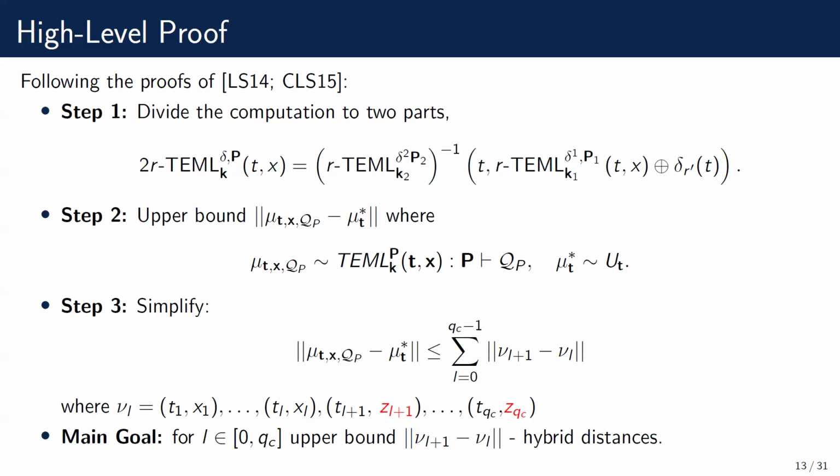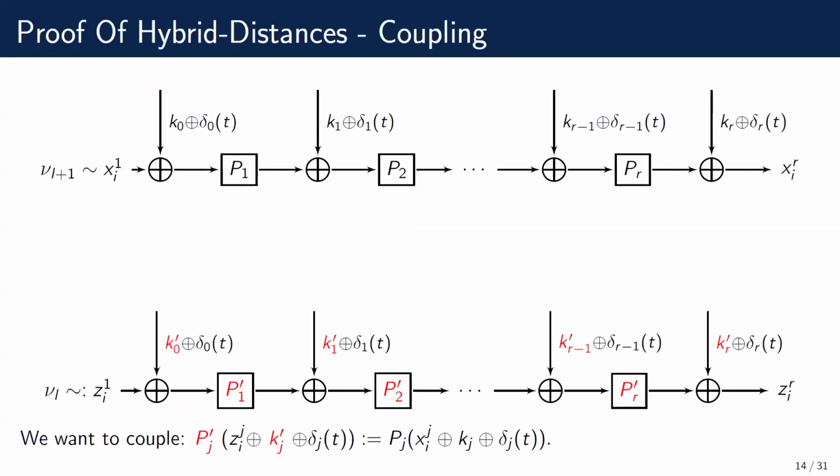So once we have this statistical distance, we want to somehow simplify it so we can analyze it using the coupling technique. To do that, we define some Q_C hybrids, where Q_C is the number of construction queries. The L-th hybrid will simply be looking at all the inputs of the adversary, but from the (L+1)-th query, we simply replace the input by something random. And now we can reduce the whole problem to just looking at the distance between the (L+1)-th hybrid and the L-th hybrid, which we call hybrid distances. To do that, we use the coupling technique.